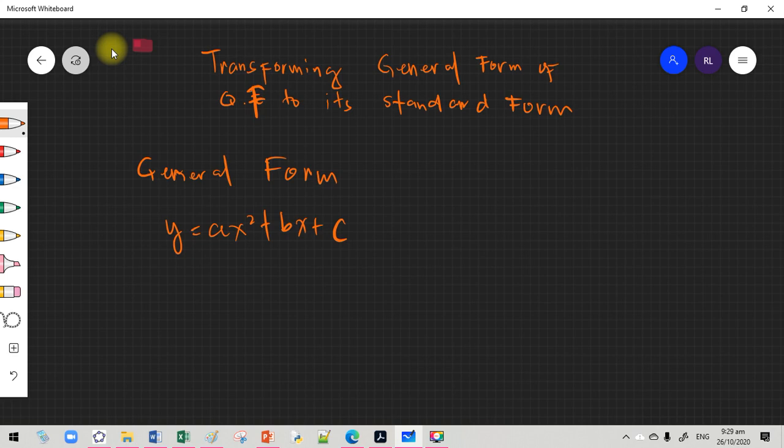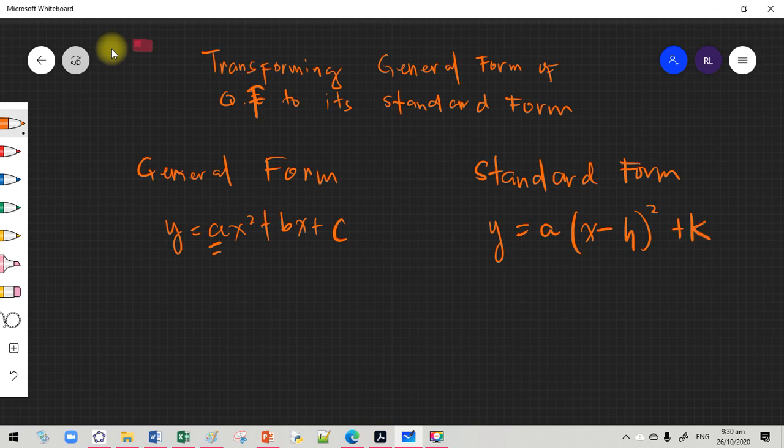Then the standard form is y equals a, then as you can see guys, the a there is being factored here, so that's a times (x minus h) squared plus k. So this is the general form, this is the standard form, and our goal for this video is to learn how to rewrite this to this. How do you do that?